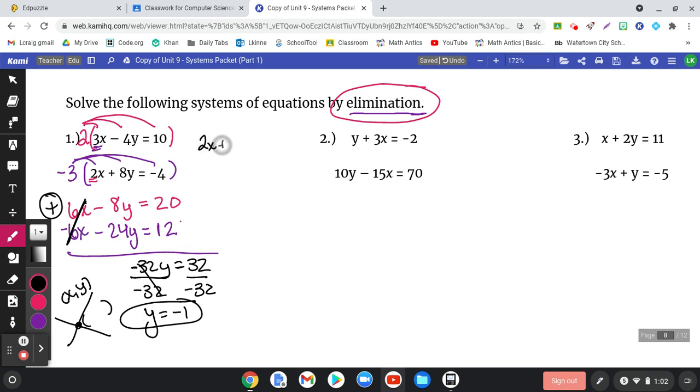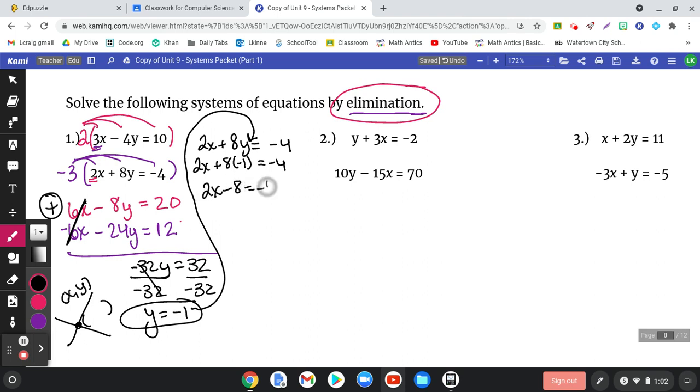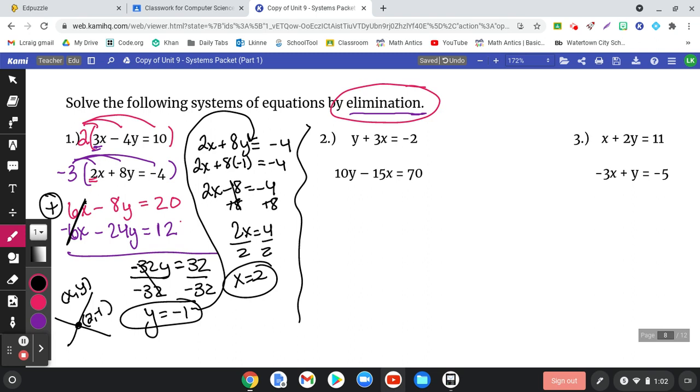So 2x plus 8y equals -4. Well, we just found that y is -1, so I can do 2x plus 8 times -1 equals -4 and solve to find our other variable. So 2x minus 8 equals -4. Add 8 to both sides. 2x equals 4. Divide by 2. X equals 2. So there's your point. It would be the point 2, -1. If you took the time to solve and graph those, that's the point you'd see.